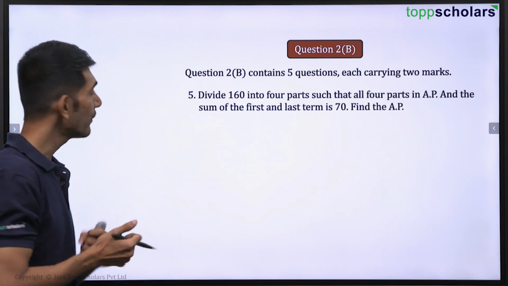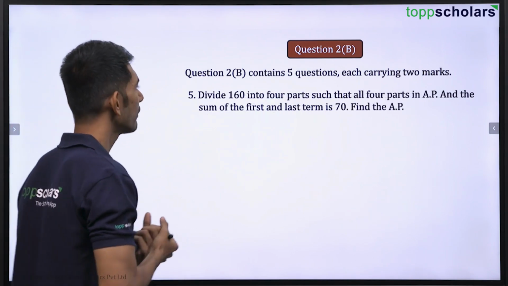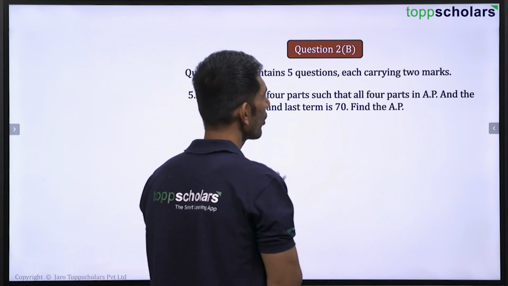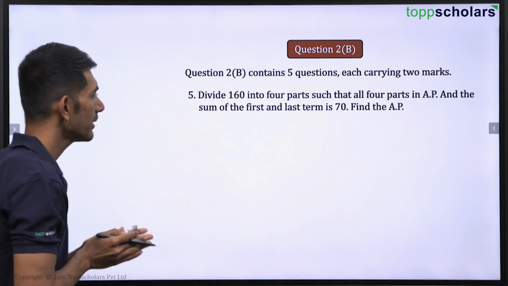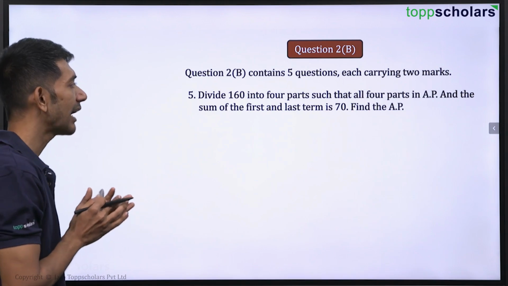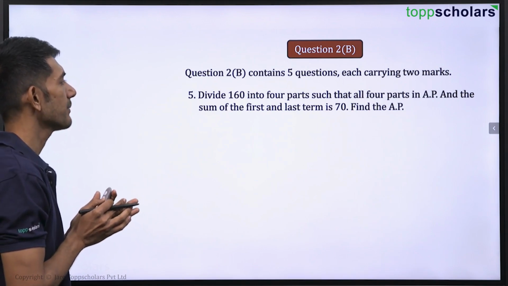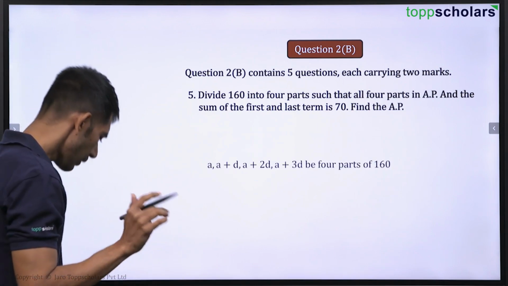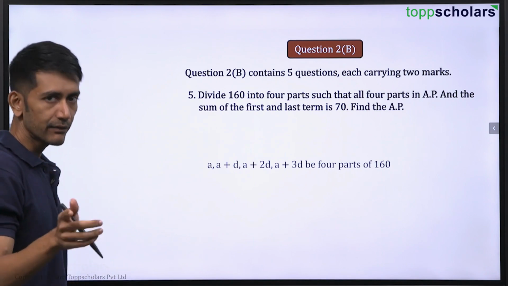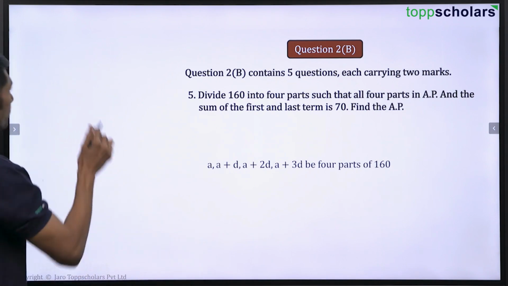So it says, divide 160 into 4 parts such that all 4 parts are in AP and the sum of the first and last term is 70, and then find the AP. Now understand, I'll give you a hint.